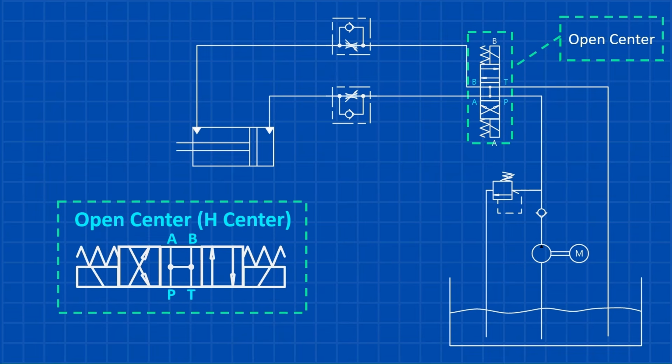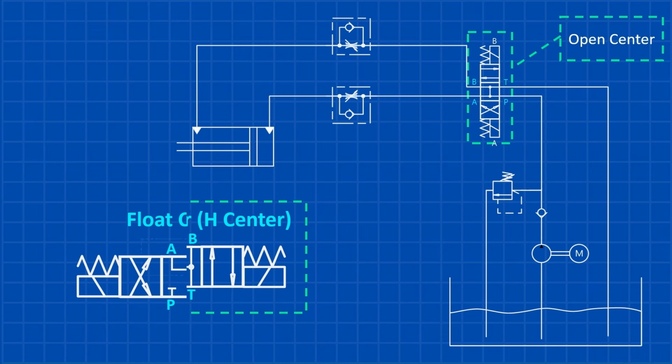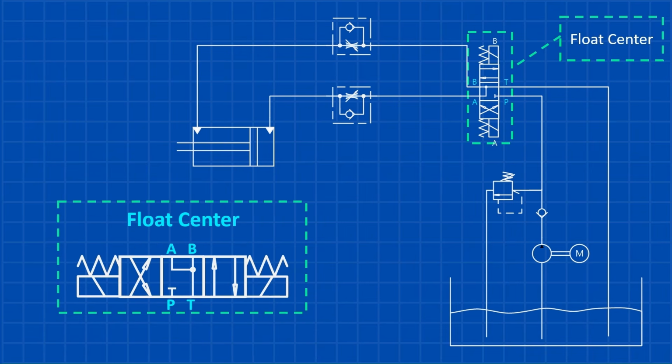Next is the open center hydraulic valve, also known as an H-center valve. When the valve is in the neutral position, the work ports are open to the tank, meaning the actuator isn't locked or held steady. It's free to move if there's an external force acting on it. At the same time, fluid flows freely from the pump back to the tank, which reduces pressure to nearly zero. Like the tandem center, this setup is great for reducing strain on the pump, but it's limited to a single circuit.